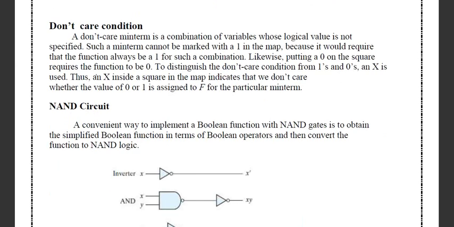Don't care condition. A don't care condition is a mean term which combines a variable whose logical value is not specified. Don't care condition means it doesn't care about any condition and does what it wants to do.